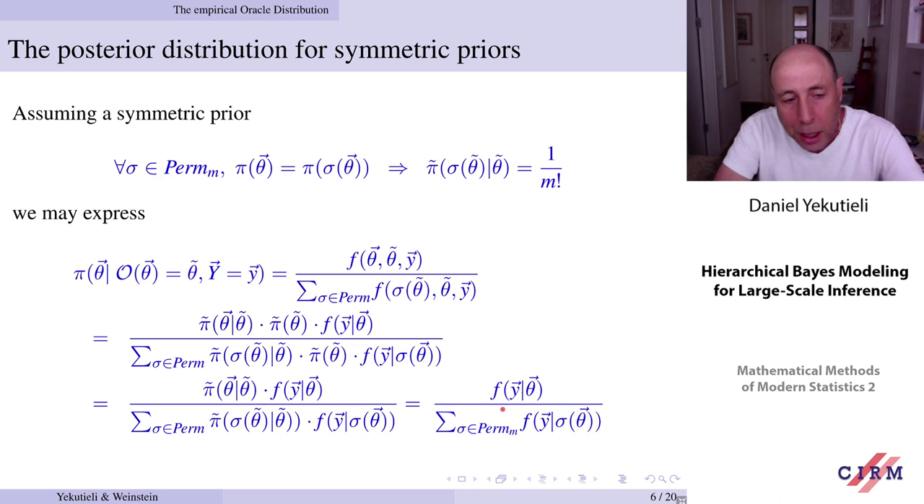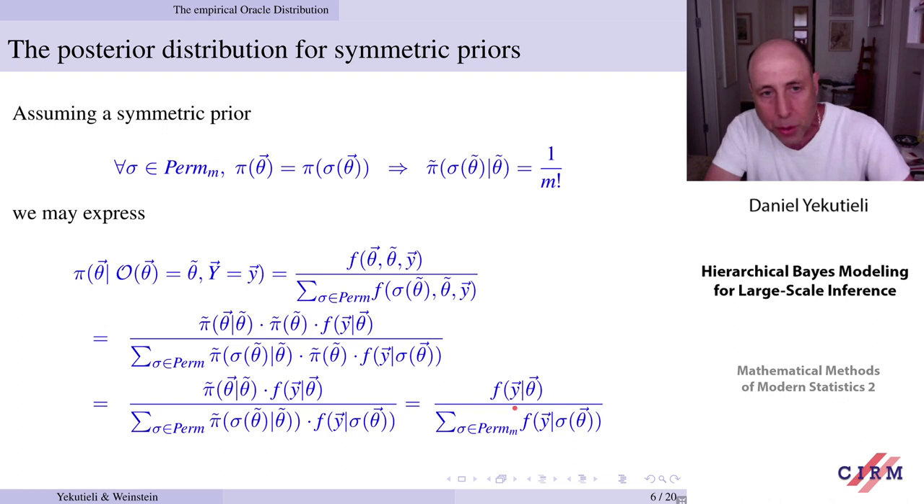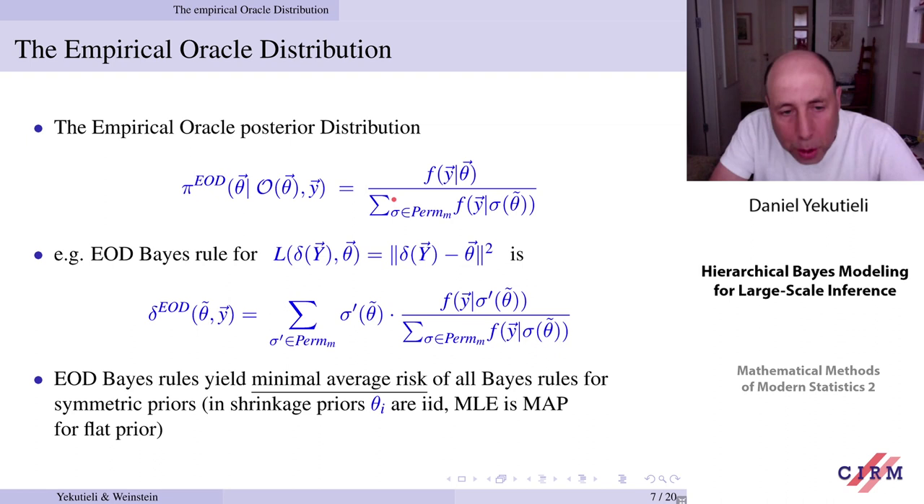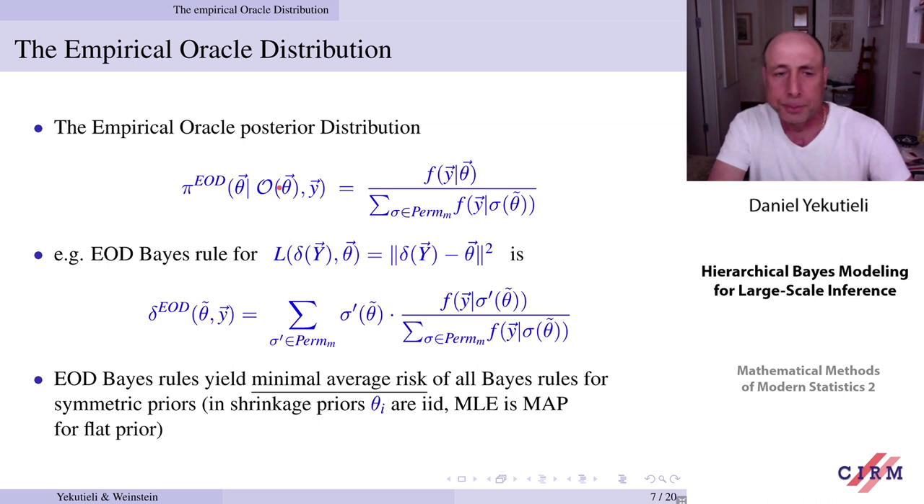What we see here is that this posterior distribution in the symmetric case doesn't depend on the prior we've chosen. So this is our main trick in the paper: even if we don't know the prior, we can still assess this posterior distribution. What we propose is to call this posterior distribution the empirical oracle posterior distribution. It's something we can assess, and the only thing it depends on is the actual value of the data and the parameter order statistic.